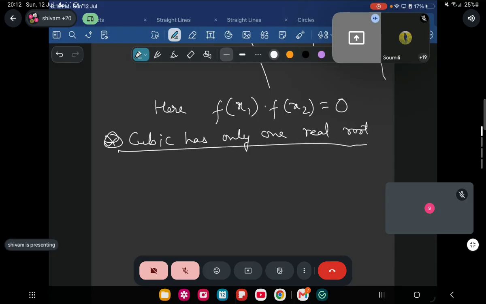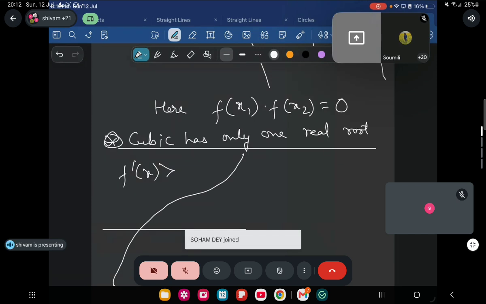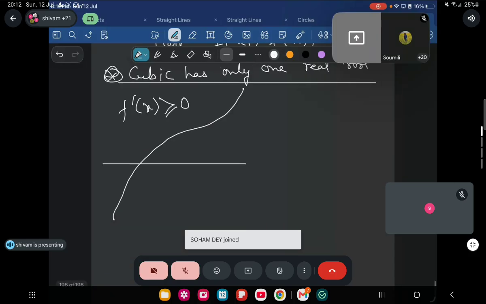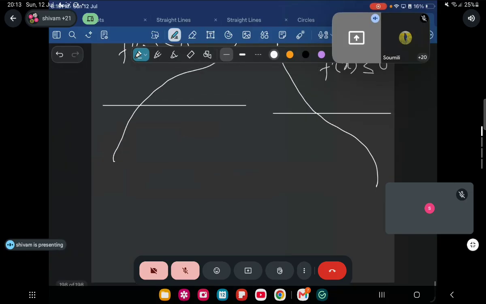Tell me, in which cases? See. In this case, what do we need to apply? F dash x must be greater than or equal to 0. Right. Next. In this case, what do we need to apply? F dash x less than or equal to 0. Next.